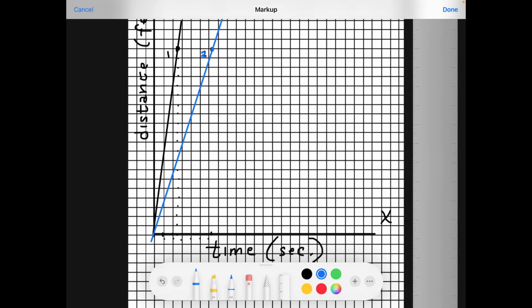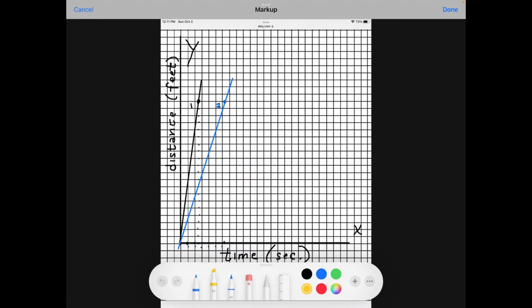Now we have a visual image of our velocities or rates of speed. We can see how the slope of the line from trial 1 is steeper than the slope of the line from trial 2. That means we were going faster in trial 1 than we were in trial 2. So the higher slope of trial 1 tells us that our first run was faster.